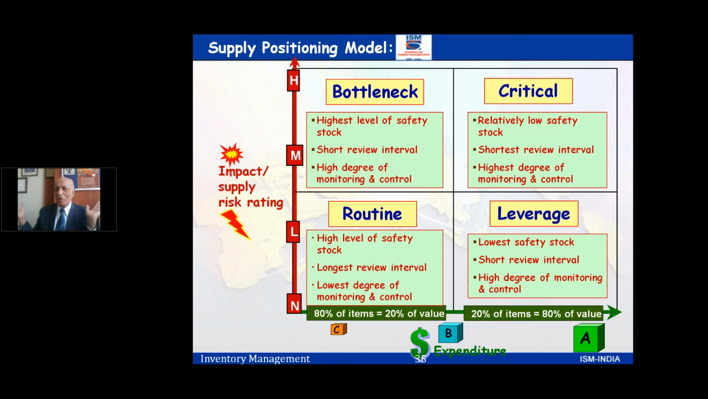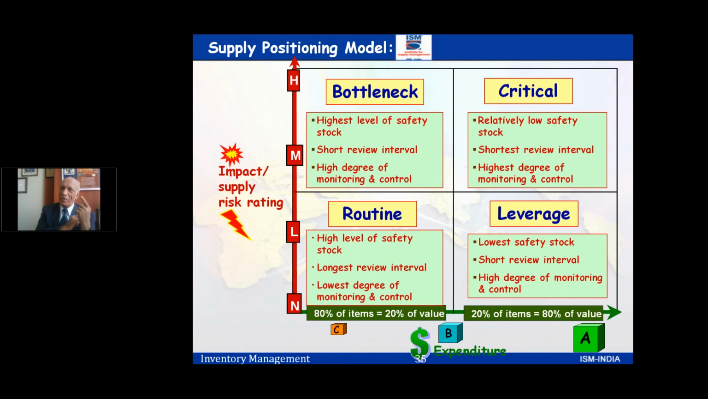Leverage: again, safety stock choices are many. Short review intervals, high degree of monitoring and control. Routine, low values: I can keep a high level of safety stock. Longest review: when I'm keeping a high level of safety stock in routine items, my money blocked is not much, and I can keep my review longer. I don't have to look at it every day. But in the case of a bottleneck item, I will certainly look at a short interval.